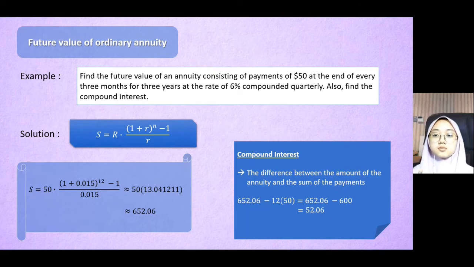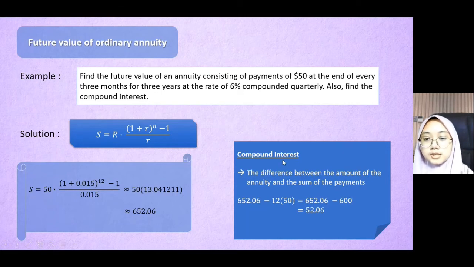And n in the formula is 12, because 3 years multiplied by 4 quarters in every year is 12. So we just substitute it, and then we will get $652.06. And the answer for the additional question: find the compound interest.